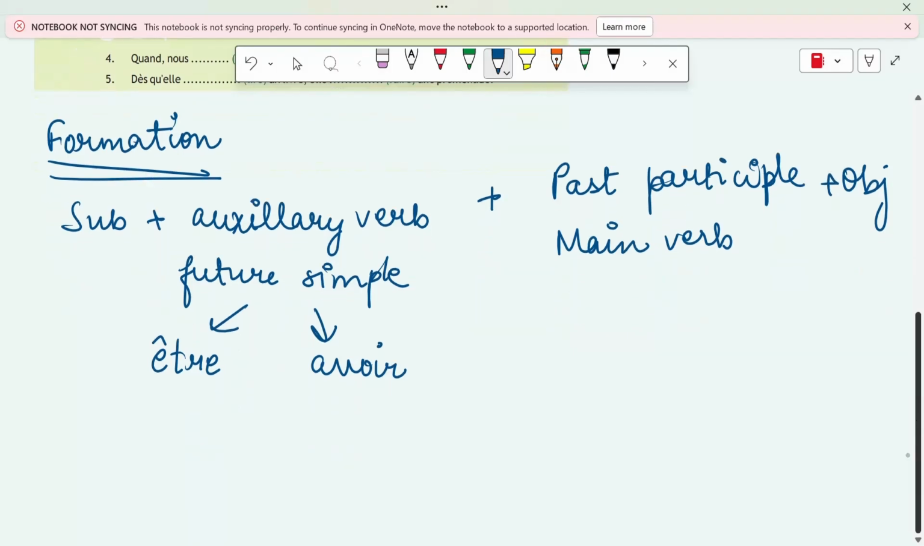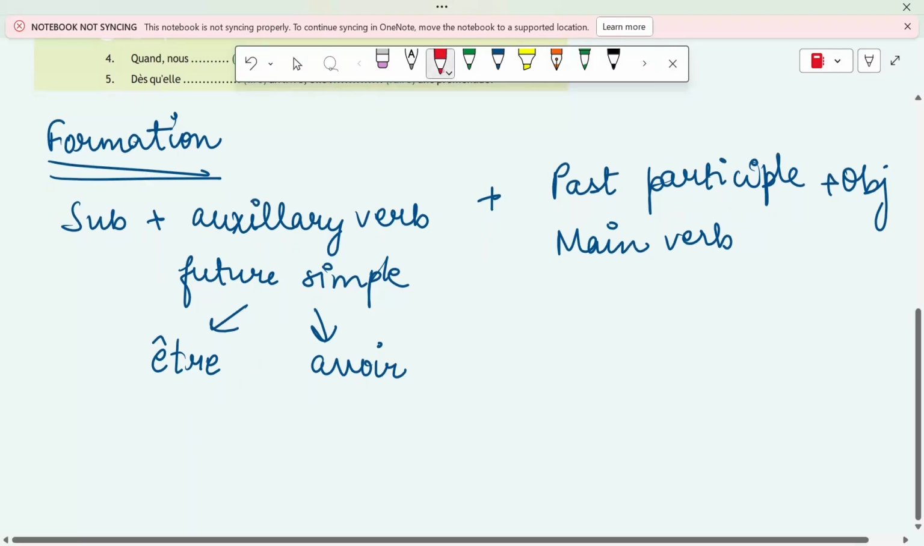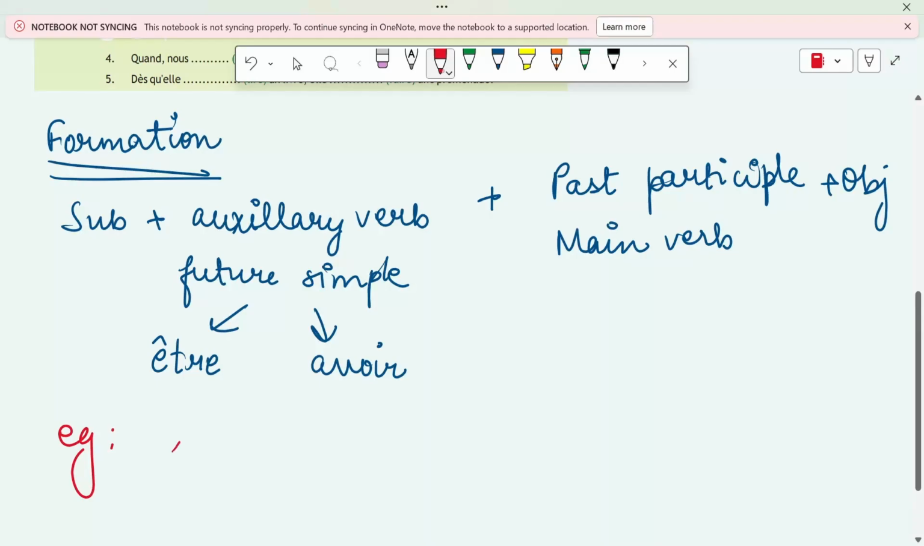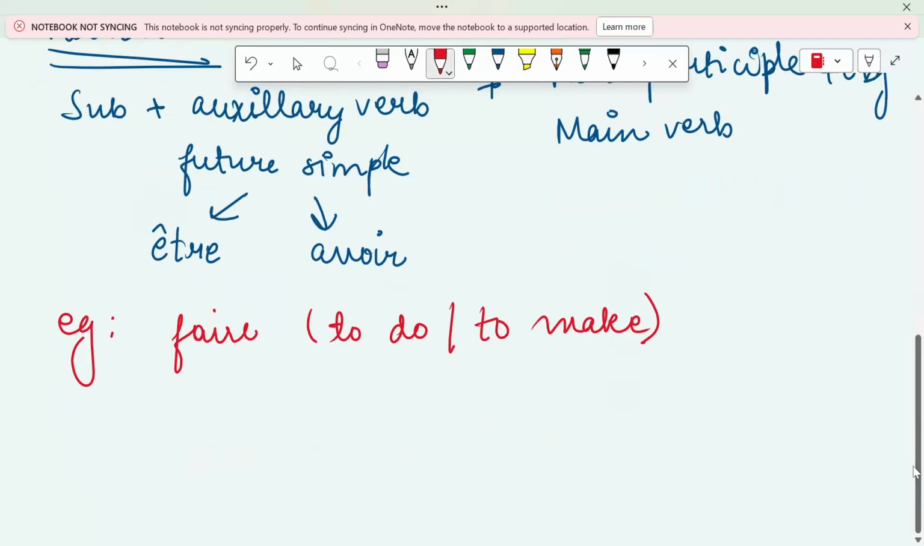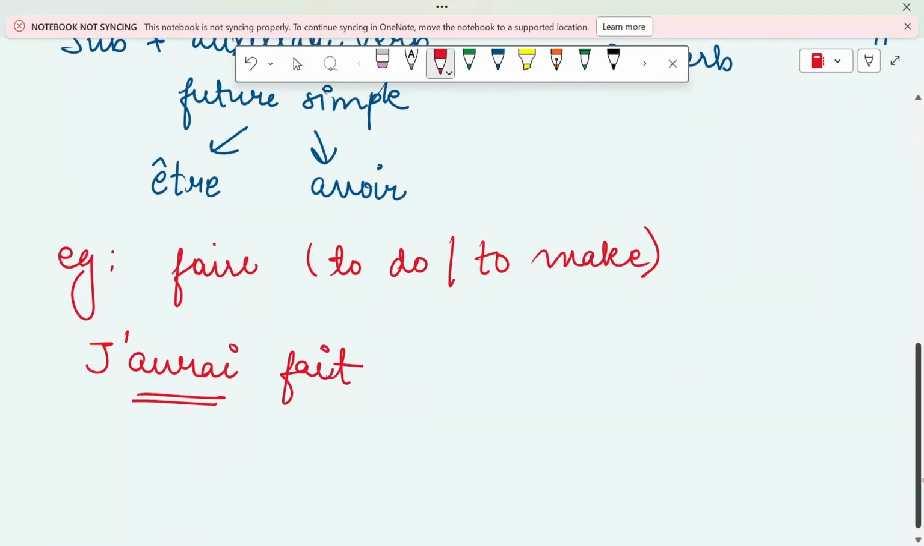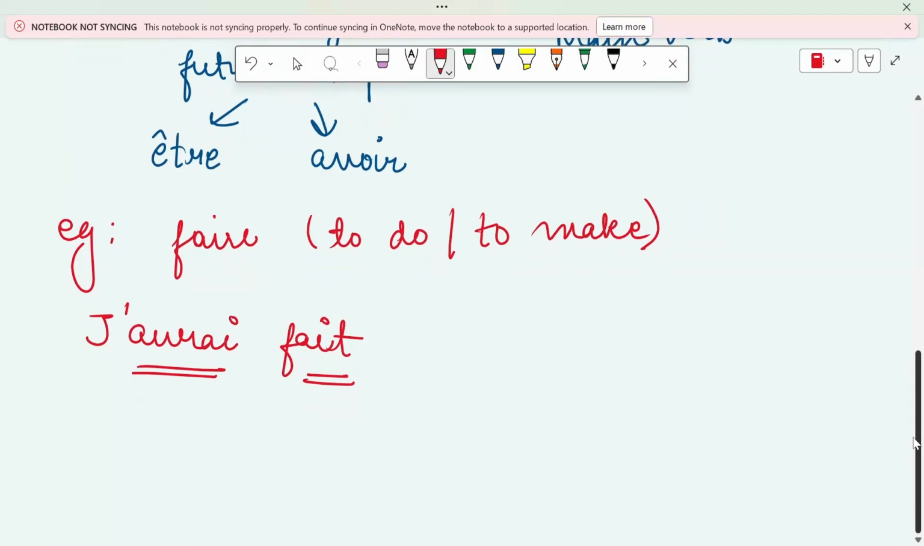Now let's see a few examples here. If I'm taking the verb faire, faire means to do or to make. Since this is not part of Dr Mrs Vandertramp and it is not a pronominal verb, it comes with avoir. And how will we conjugate it? We are going to conjugate it by j'aurai fait. This is the futur simple and this is the past participle of the main verb.